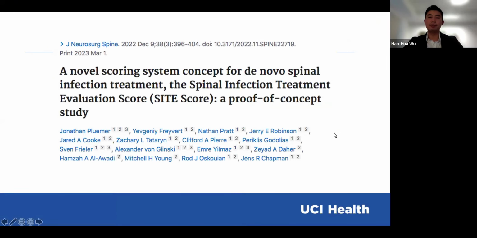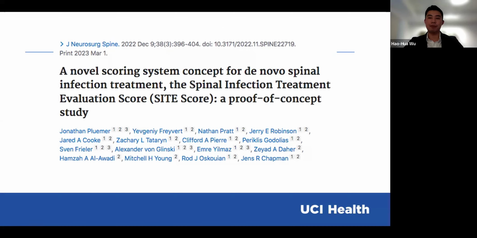Now I'm going to introduce some new scoring systems that have been developed since the publication in 2014. You'll see a table in the next few slides of all the relevant scoring systems, but I'm only going to highlight two that I think are particularly practical and also particularly interesting. The first one is the SITE score, which stands for Spinal Infection Treatment Evaluation Score. This was a paper published from Jens Chapman's group in 2022 that tried to develop a scoring system that was predictive for treatment for de novo spinal infections. They modeled this similar to the SIN score for pathologic spine tumor fractures and predicting stability there.